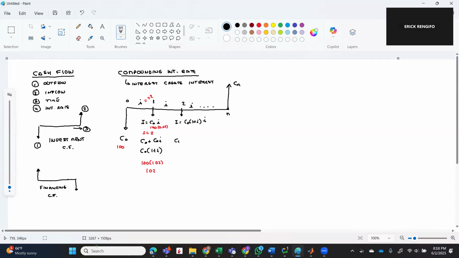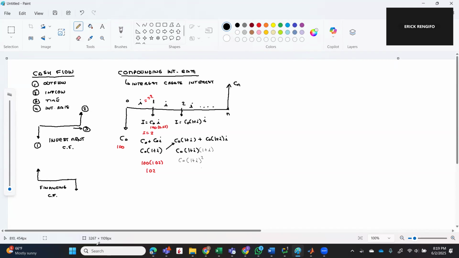I will have C0 (1 plus I), that is the money that I started with, plus my interest, C0 (1 plus I) times I. If I simplify this, C0 (1 plus I), and then plus (1 plus I). So at the end of the day, how much money do I have at the end of the second period? C0 (1 plus I) squared.